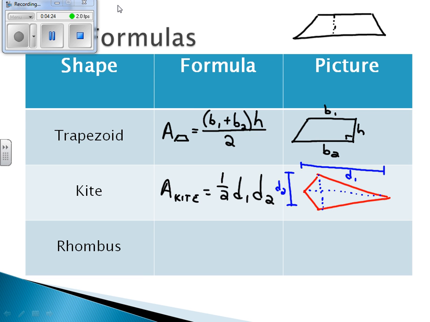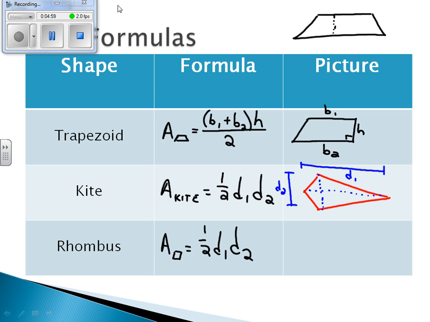Okay. The rhombus, the last one. The area of the rhombus uses the length of the diagonals. So D1 times D2, and then you divide it in half. And I'm going to show you where that comes from in a second. The area of the rhombus is actually exactly the same. It's half times the product of the diagonals.